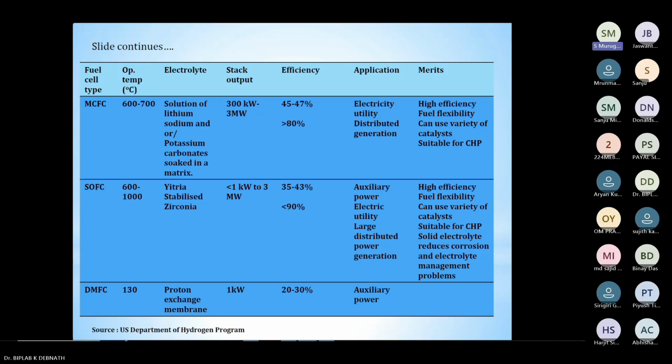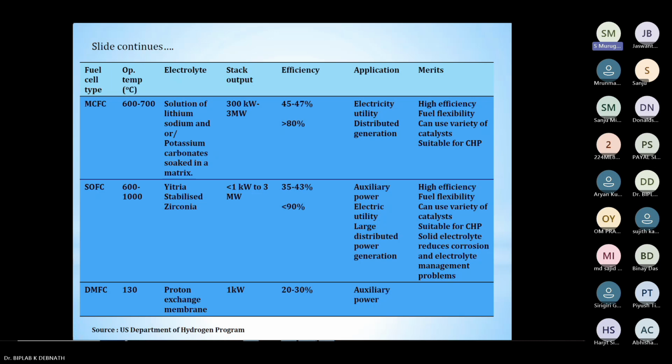Then SOFC, the operating temperature is 600 to 1000 degrees Celsius, and the electrolyte you use is yttria stabilized zirconia, YSZ material, and it can produce power up to 3 megawatts. The conversion efficiency ranges between 35 to 43%, and when you combine it with the CHP, then you can get 90%. You can use it as an auxiliary power, or you can use it as an electric utility device. You can use it in distributed power generation also.